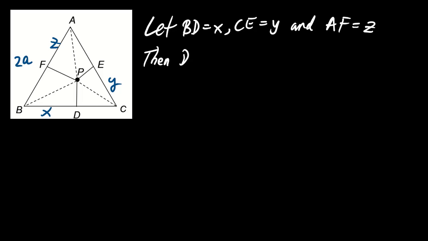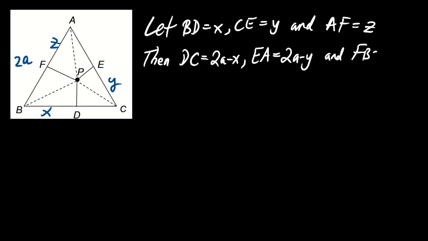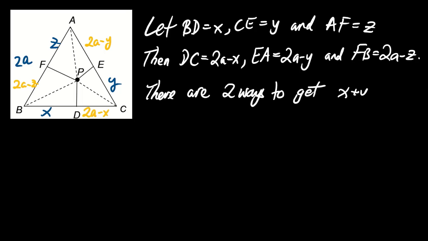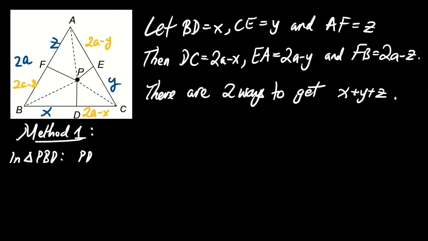Now let's move to the denominator. Let BD equal x, CE equal y, and AF equal z. That means DC is 2a minus x, EA is 2a minus y, and FB is 2a minus z. We'll now apply the Pythagorean theorem in triangles involving these segments. From triangle PBD, we get PD squared equals PB squared minus x squared.